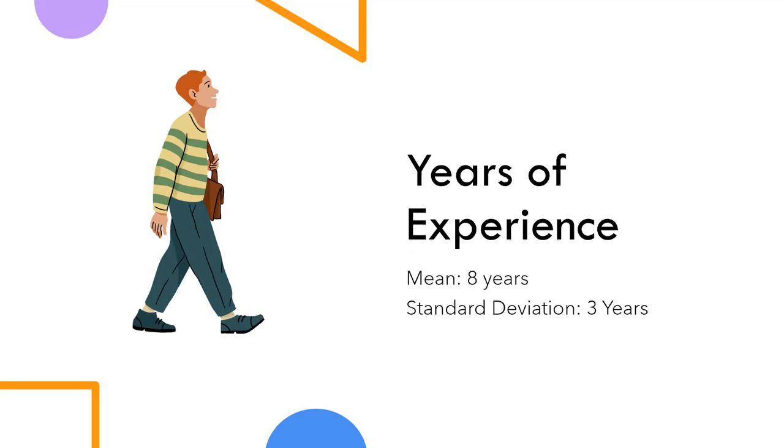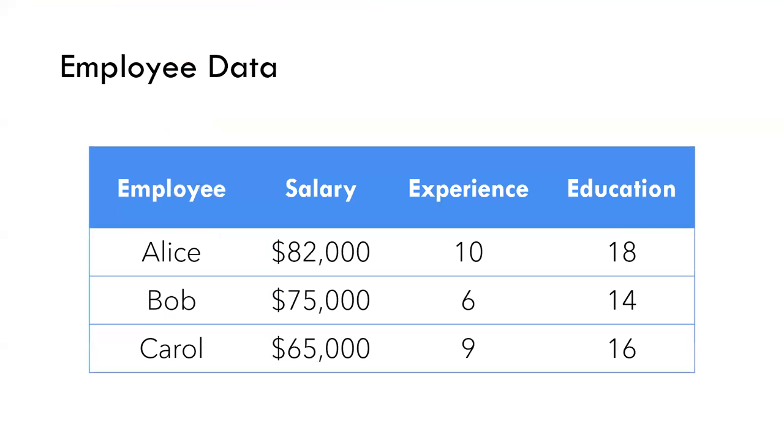So some a little bit less, some a little bit more. Now let's look at this more on a personal level. We have Alice, Bob, and Carol. Alice is making $82,000 a year. She has 10 years of experience and 18 years of education. We have Bob, who's at $75,000 with 6 years of experience and 14 years of education.